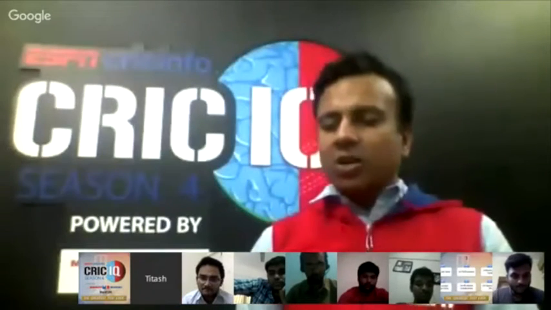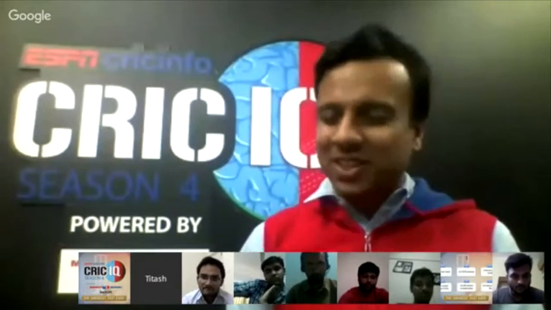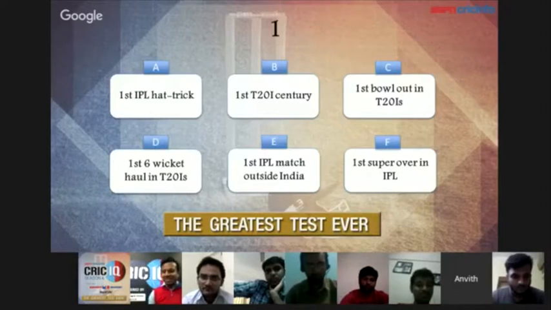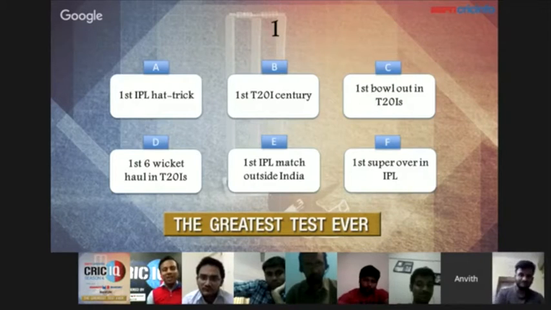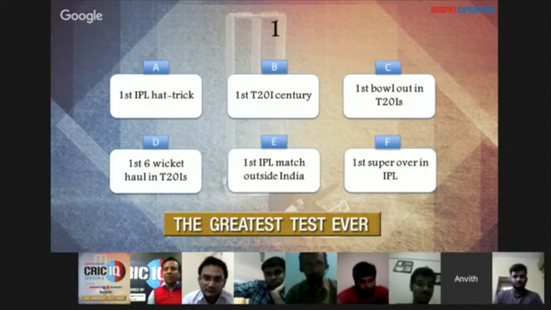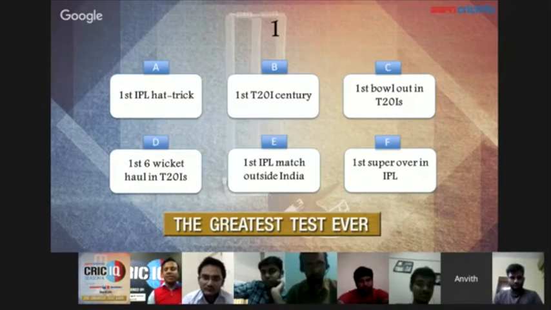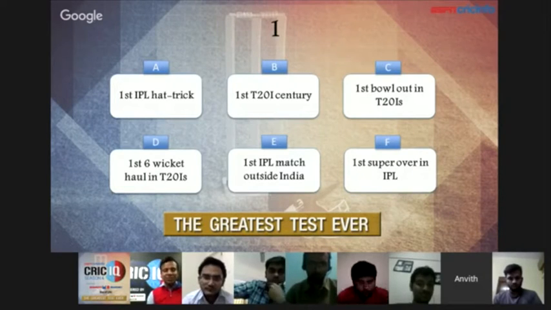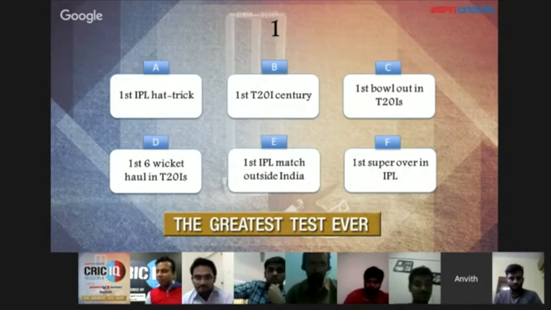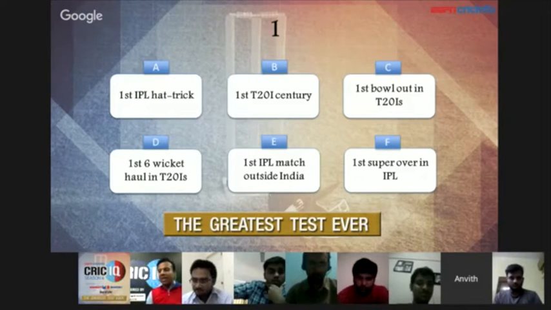All right. So Ambuj, let me tell you the correct sequence. Beginning with the first bowl out in T20 internationals, not the first T20 international century. The first bowl out was in 2006 between New Zealand and West Indies, where Shane Bond scored 2 direct hits and led New Zealand to victory. That was in 2006. The first T20 international century was by Chris Gayle during the first match of the 2007 ICC World T20. Next came the first IPL hat-trick, which was by Lakshmipati Balaji in 2008.